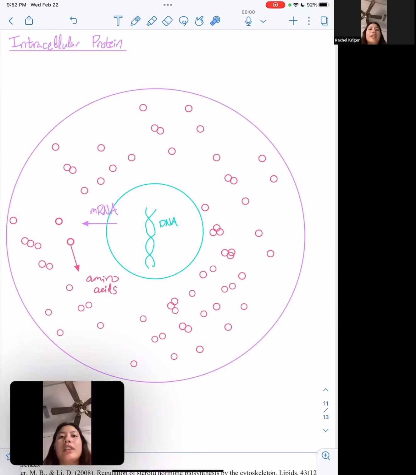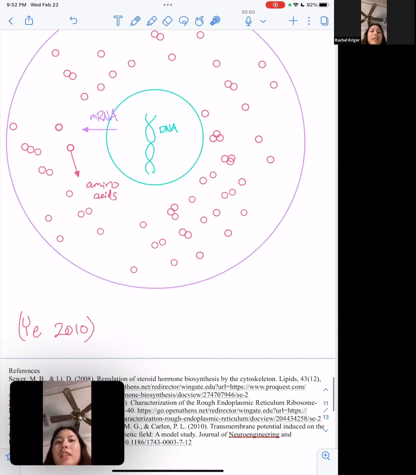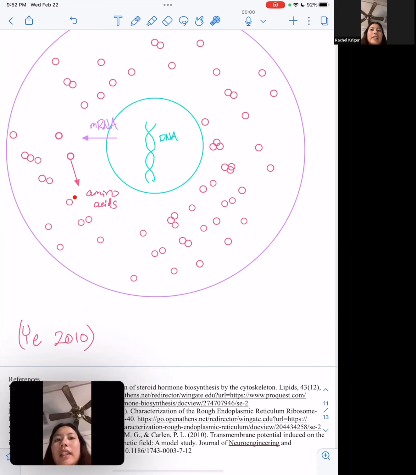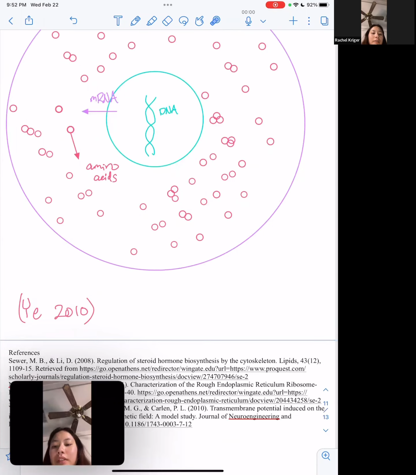Next, we can talk about intracellular proteins, which are made by ribosomes in the cytoplasm in their final form. In a similar manner as the protein hormones, intracellular proteins begin in the DNA. The DNA is transcribed into mRNA, and mRNA is then translated by the ribosomes within the cytoplasm and not on the rough endoplasmic reticulum. Then, once they are formed as amino acids into polypeptide chains and created as proteins, once they are functional, they are able to go wherever they are needed within the cell. I got my information for that from Yay 2010.